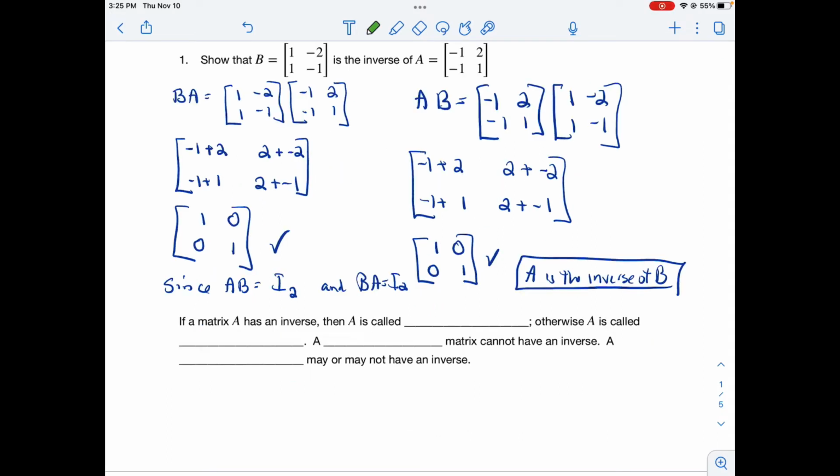All right, so special terms. If matrix A has an inverse, then A is called invertible. If matrix A does not have an inverse, it is called singular. A non-square matrix cannot have an inverse. So only matrices that have the same number of rows and columns have inverses. Okay, a square matrix may or may not have an inverse. So to have an inverse, it must be square, but not all square matrices have inverses.